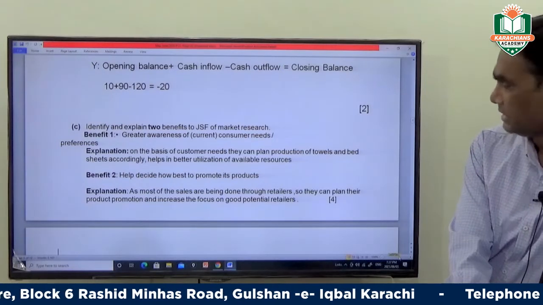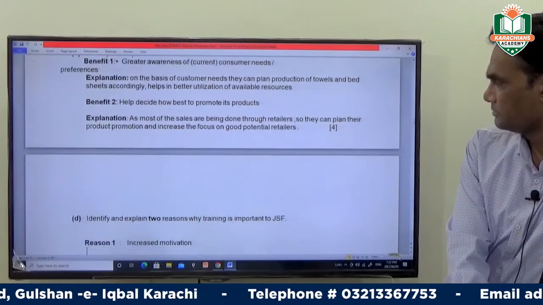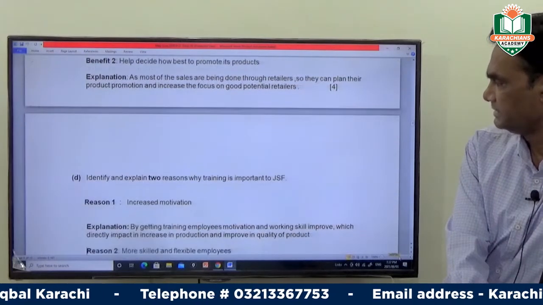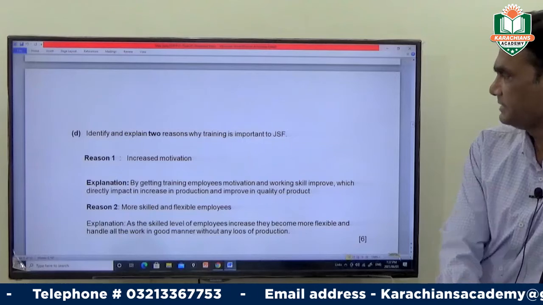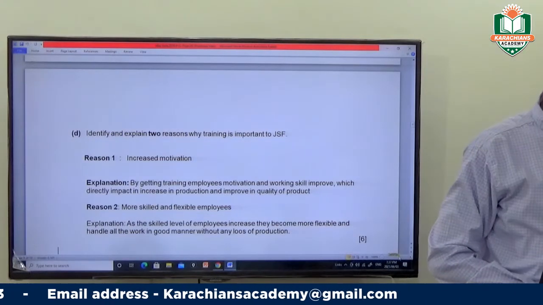Now it comes to this question, which carries 4 marks. Now come to question 4D. Identify and explain two reasons why training is important to JSF.